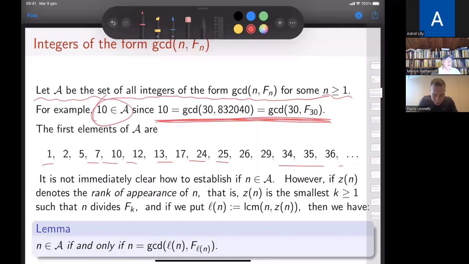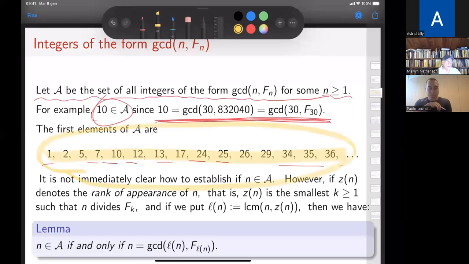However, just looking at the definition, it is not clear whether an integer belongs or not to this set calligraphic K. And so what we are going to do is, first of all, we have to establish a concrete criterion to check whether an integer belongs or not to this set calligraphic K. And then our main question is, how large is this set? This set here in yellow.